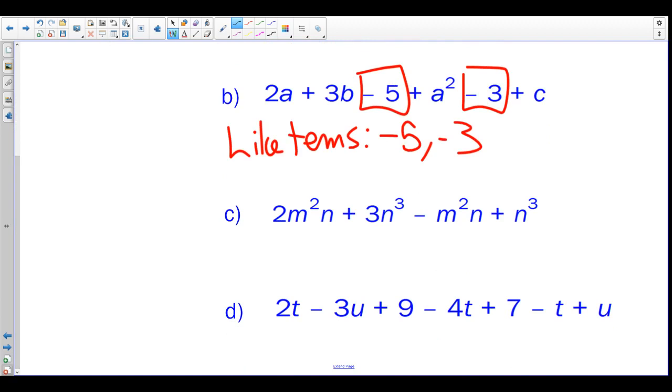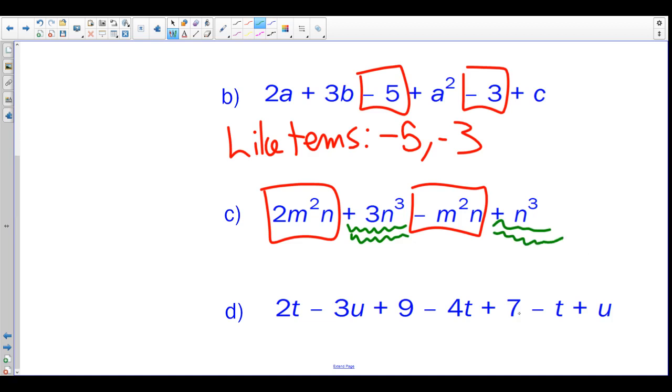We have 2m squared n plus 3n cubed, minus m squared n plus n cubed. So this is a nice one because there's not only one set, and here's the first set right here. I'm going to box that. There's also a second set. Now I'm not going to use a box because then I'll get confused. I'm just going to double underline it like that, and I'm going to double underline this one. So we've got two pairs.